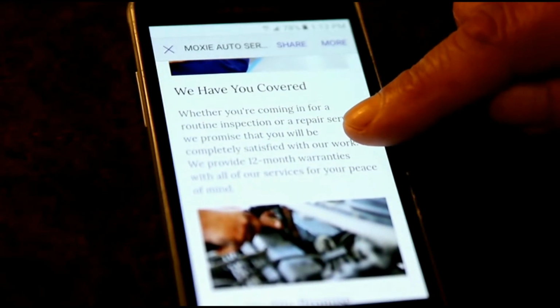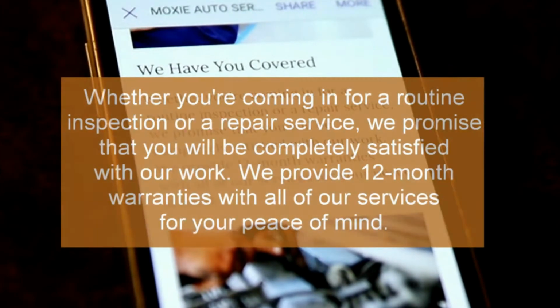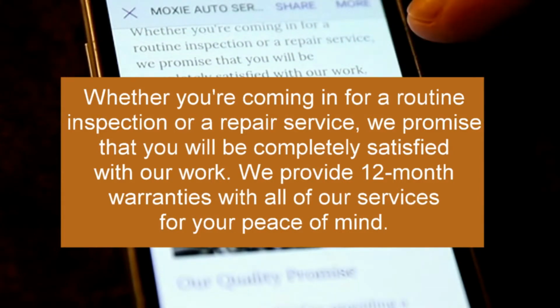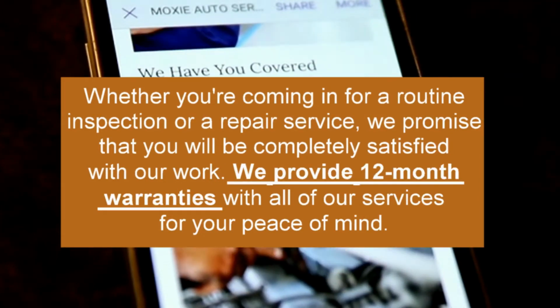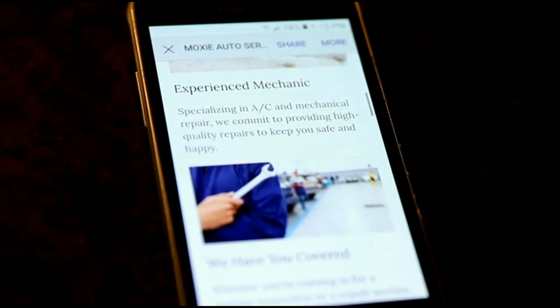The next headline, we have you covered. It's still not what I would consider a strong headline, but I get the point. Here's what I think you're missing. You have a 12-month warranty on all our services. Why isn't that highlighted, underlined, bolded, something to make it stand out? Even in what you're saying above here as experienced mechanic, specializing in AC. People don't read, people scan. So you need to highlight some of this text so that you're directing my eye to what you want me to see.